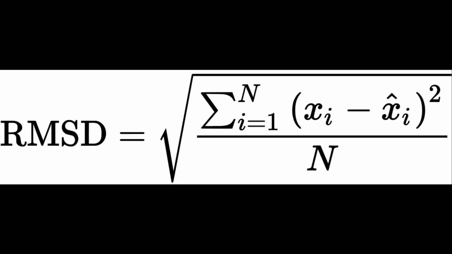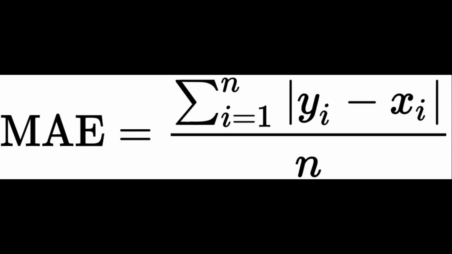RMSE means root mean squared error. This metric takes the square root of the MSE value. This is a more interpretable metric. MAE means mean absolute error. This metric finds the average of the absolute errors between actual values and predictions. It doesn't perform squaring, so it is less sensitive to large outliers. A high value in these three metrics means a high error.